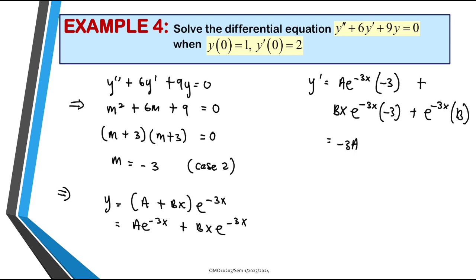So minus 3a e^(-3x) minus 3bx e^(-3x) plus b e^(-3x). So this is my y prime. Now we are going to substitute the initial condition. So we know that when x equals 0, y equals 1. So remember y equals (a plus bx) e^(-3x).